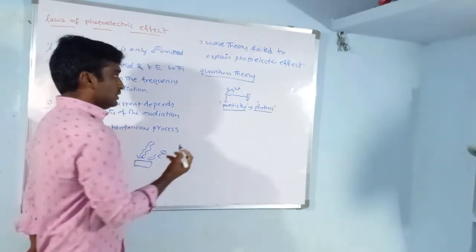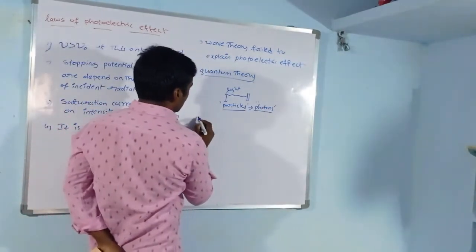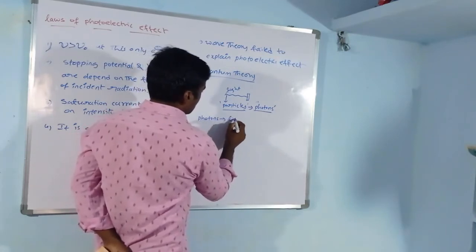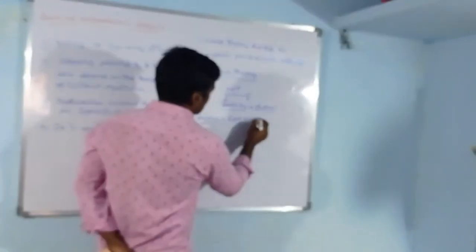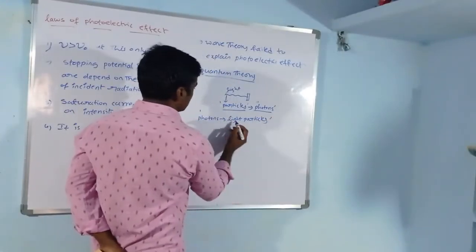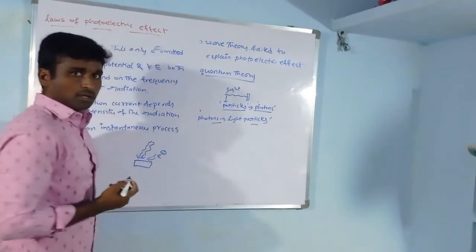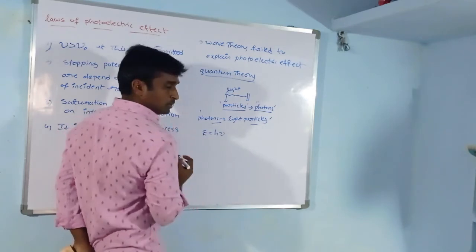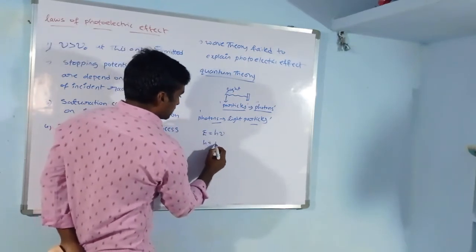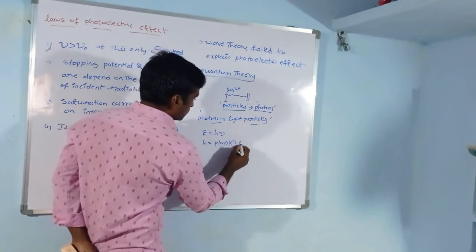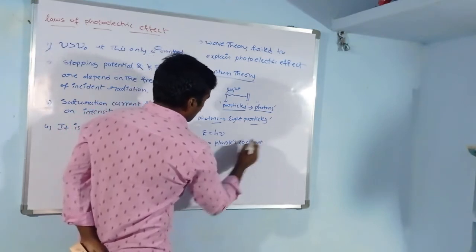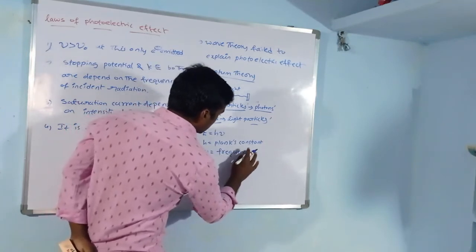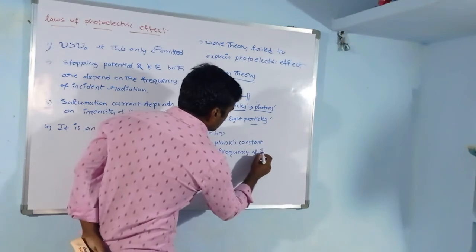This is a new concept: photons are nothing but light particles. The energy of the photon is E equals h nu, where h is Planck's constant and nu is the frequency of the incident radiation.